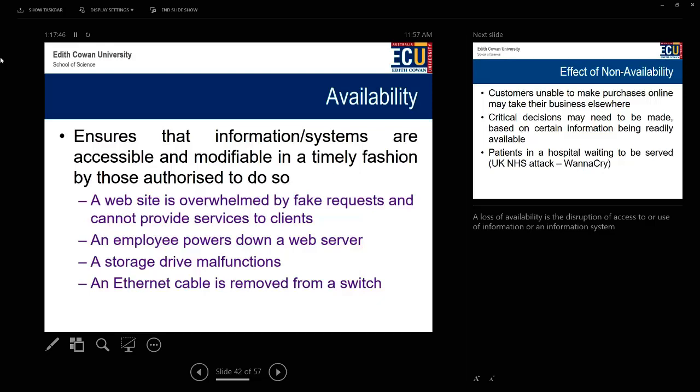An employee powers down a web server, and eventually that service becomes unavailable to you. A storage drive malfunctions, or an Ethernet cable is removed from a switch. This is the Ethernet cable. If it is connected to my computer and easily reachable, and I disconnect it, I will not be able to show you anything on Blackboard or access the internet from here. So removing an Ethernet cable from a switch or from the end device also affects your availability. It's a compromise on your availability.